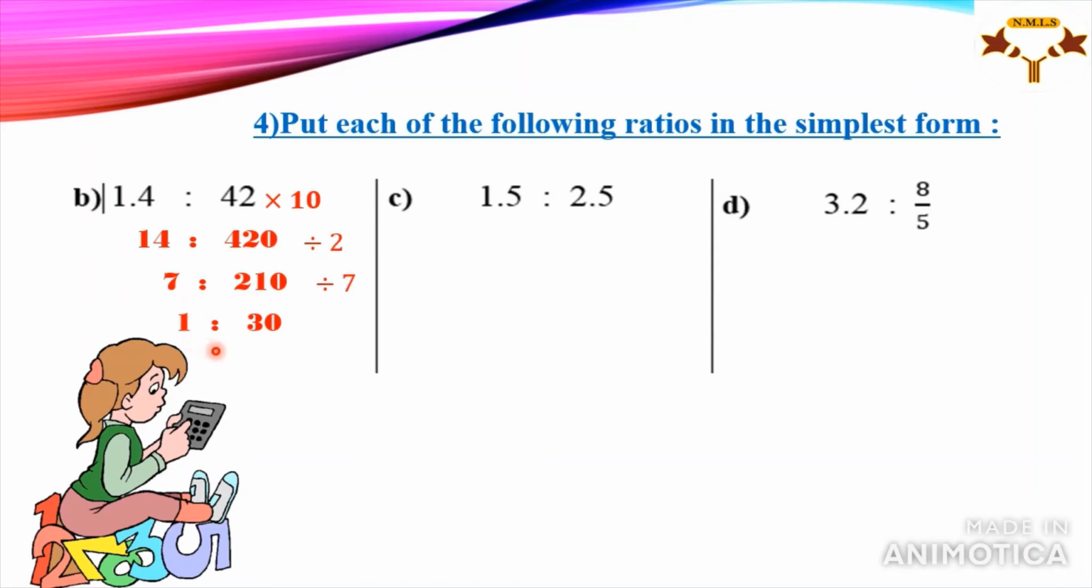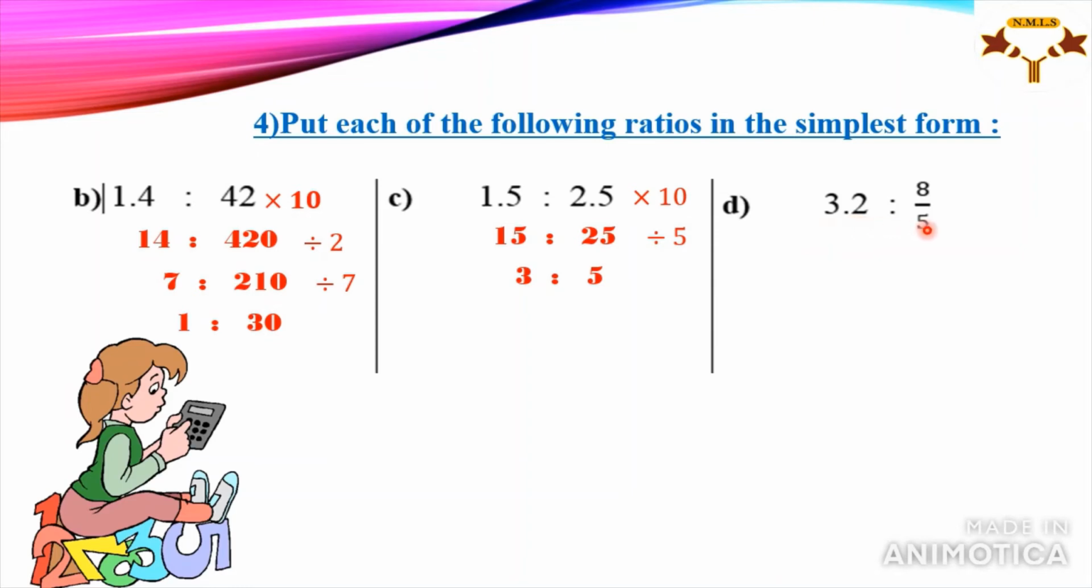Okay, let's divide them by 7. 7 divided by 7 equals 1. 210 divided by 7 equals 30. Number C. 1.5 to 2.5. Here I have to multiply the first term by 10 and the second number by 10. So it is 15 to 25. Simplify, divide by 5. 15 divided by 5 is 3. 25 divided by 5 is 5.